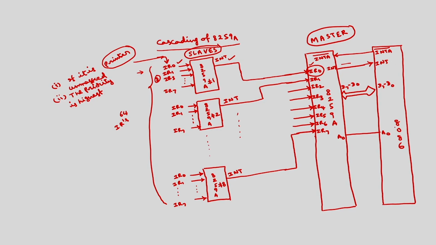Then 8086, after completing the execution of the current instruction, will send a pulse on INTA bar. Of course this INTA bar is connected to the INTA bars of all the 8259s. So this will be connected to the INTA bars of all the slaves.